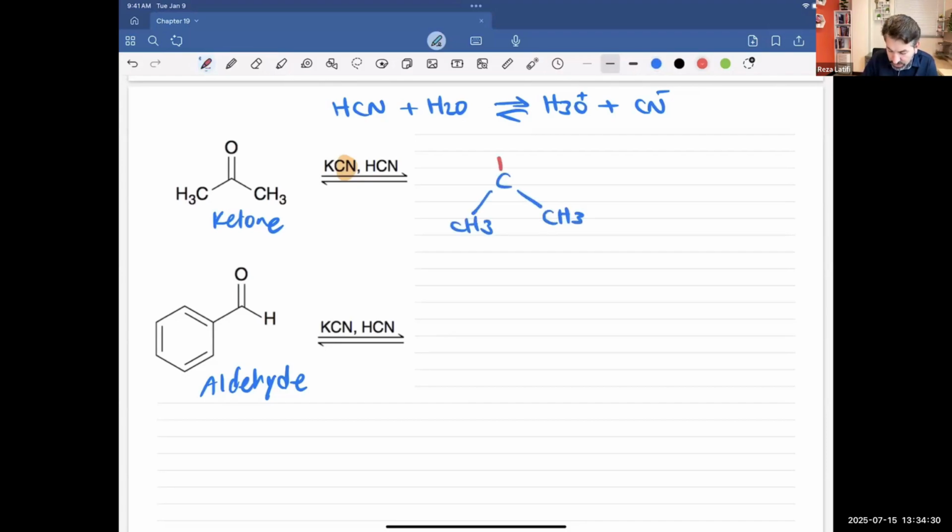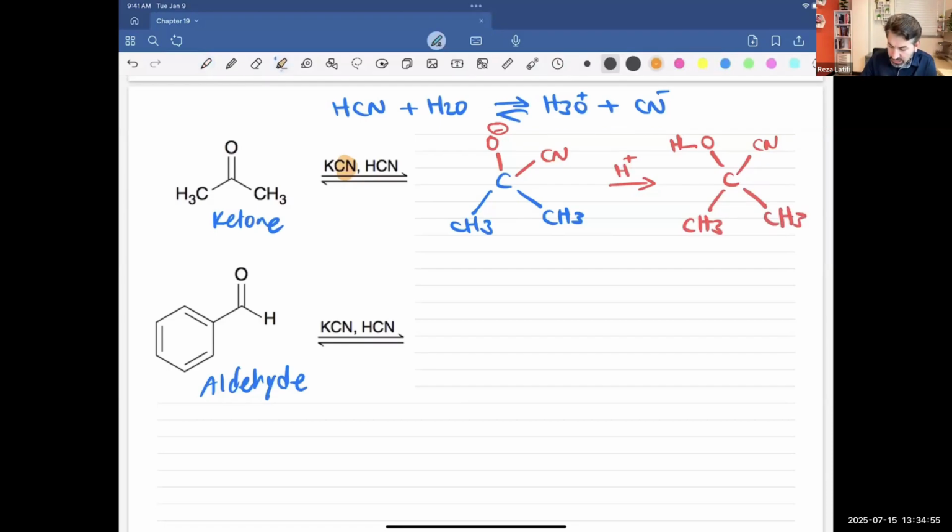And so I get O with a negative charge, and also CN. And if I add H plus, where can I find H plus? It's something like the acid. Acid is going to give you H plus, and that's going to turn to OH. And we get CN here, CH3, and CH3.